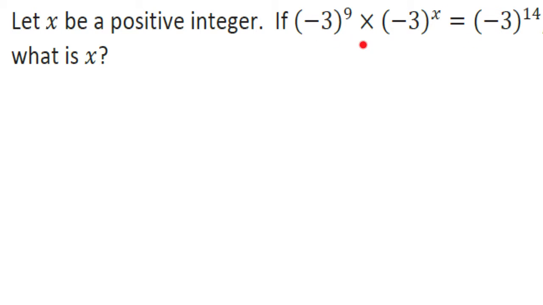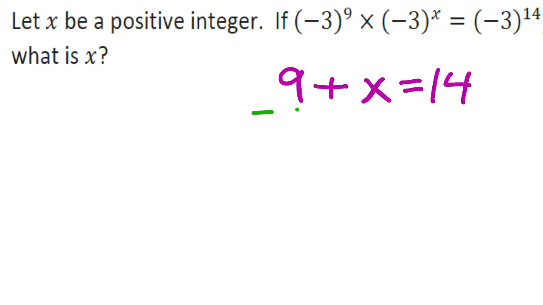Now we see that the bases are all the same: -3 in parentheses, -3 in parentheses, and -3 in parentheses. Which means all we would really be doing is applying this property. So that's 9 and x. Since those are the exponents of the two bases being multiplied, we add those together to get the exponent of the answer, which is 14.